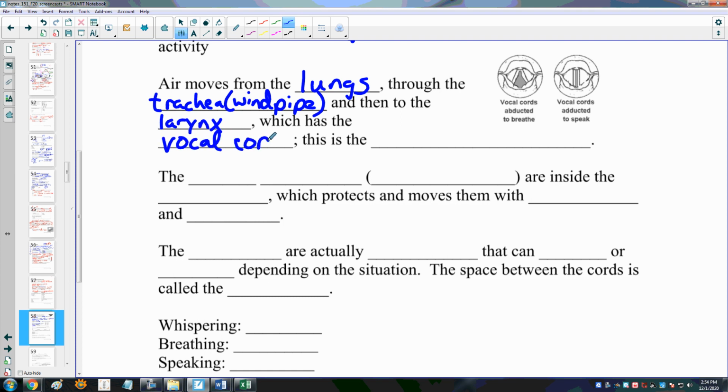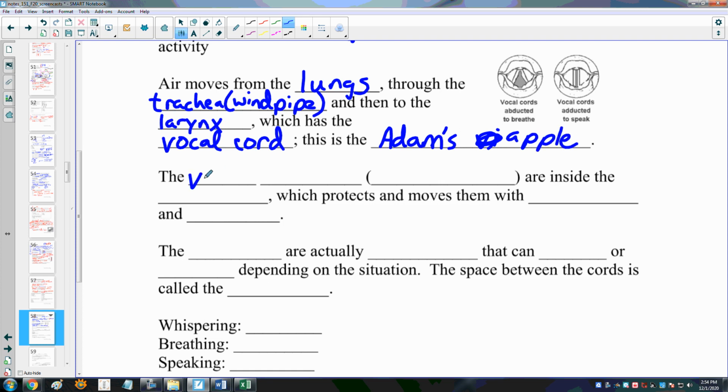And we call this the Adam's apple. It's the thing that you can feel. So take your fingers and put them on your Adam's apple. And as you speak, you can feel the vibrations within that vocal box. Adam's apple.